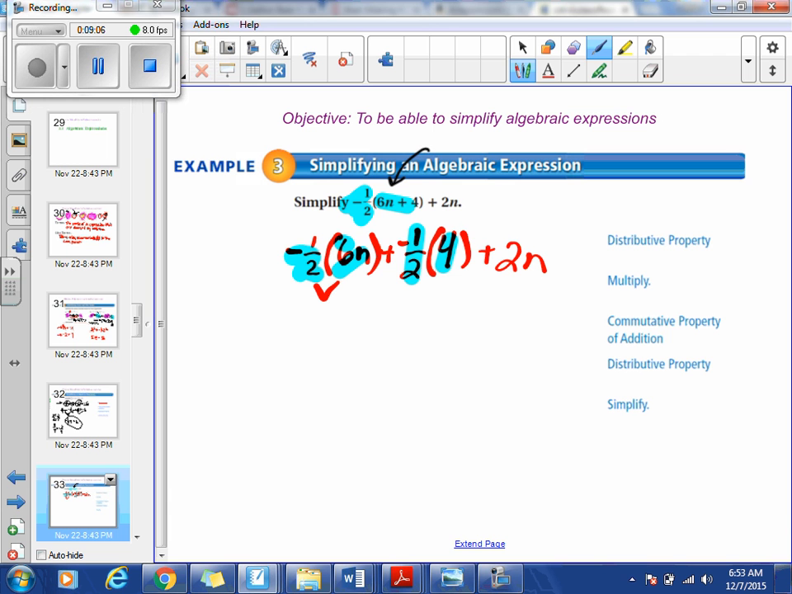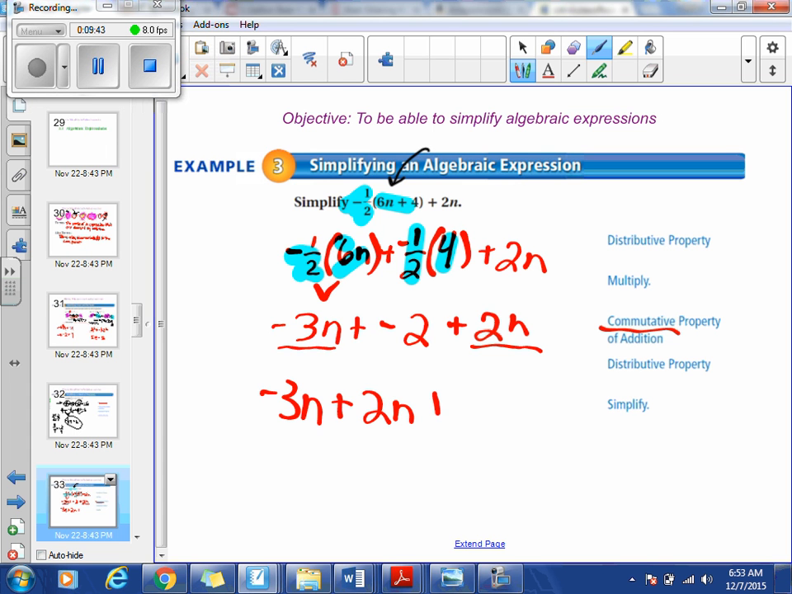All right, 1/2 of 6. 1/2 of 6n would be 3n, and they're negative. Plus 1/2 of 4 would be 2, and they're negative. All right, plus 2n. So now I can see that I have 3 terms, 3 terms being added. I'm going to use the commutative property, which tells me when I'm adding, numbers can commute, or they can move from one place to another, and it won't change the answer. So I'm going to commute my numbers so that the negative 3n and the 2n are by each other.